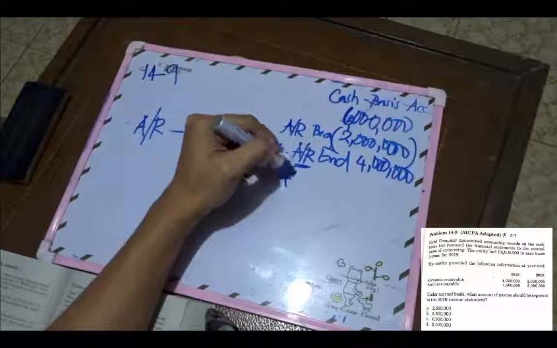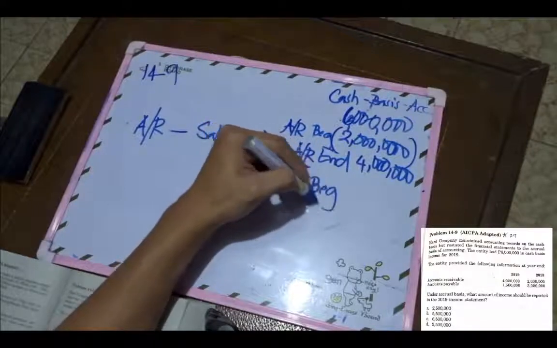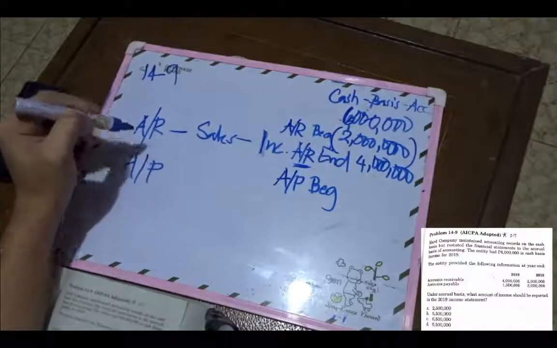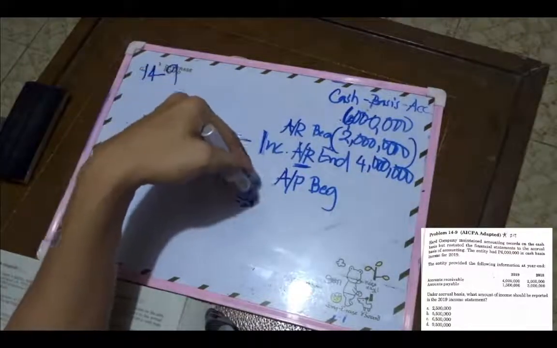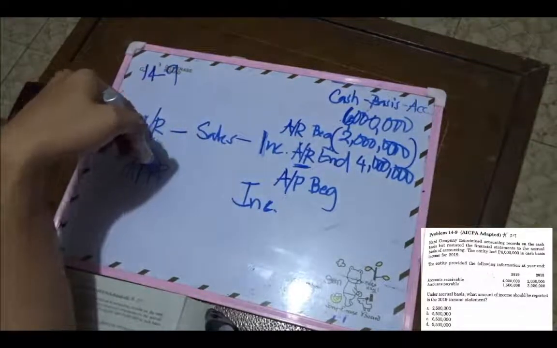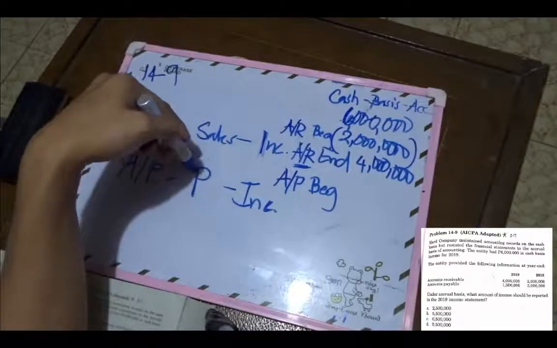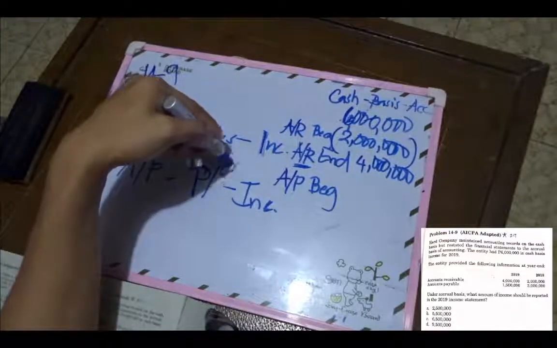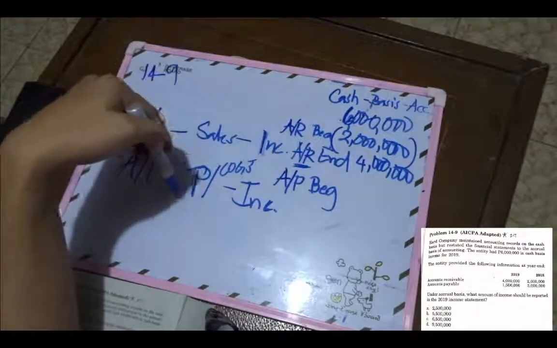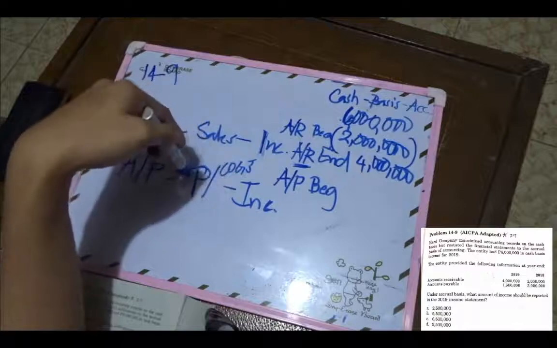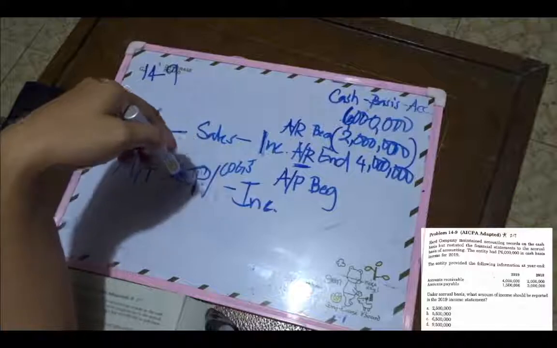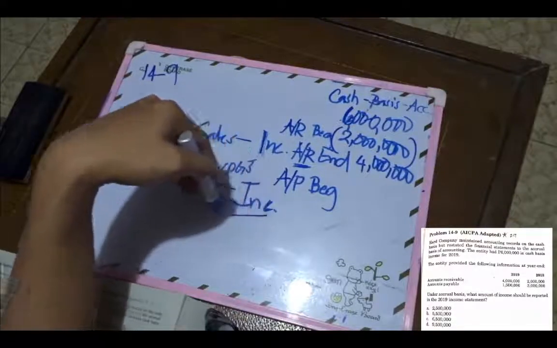Next is AP beginning. So accounts payable, then you have income. The account that connects accounts payable and income would most probably be purchases and of course subsequently cost of goods sold. So if you purchase something on account, you'll have purchases, and then purchases will be used in computing cost of goods sold, and eventually cost of goods sold will be used in computing your net income.